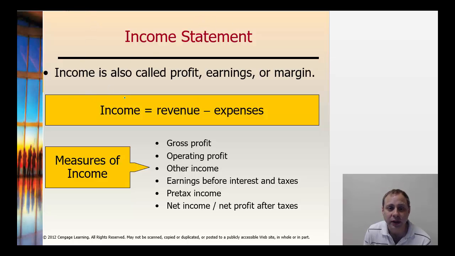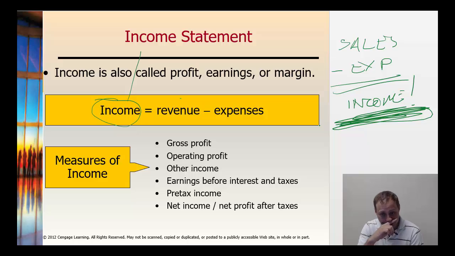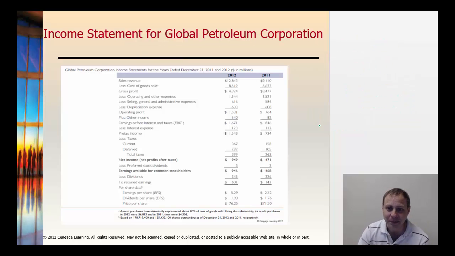What's important here is that we are interested in income, right? That's why it's called an income statement. And how do we figure out income? We look at revenue minus expenses. So this basically means sales minus expenses is equal to income. And that is what we're interested in, right? We're interested in making income. Show me the money, all that kind of stuff. All right. But obviously it's going to be a little bit more complicated than that.